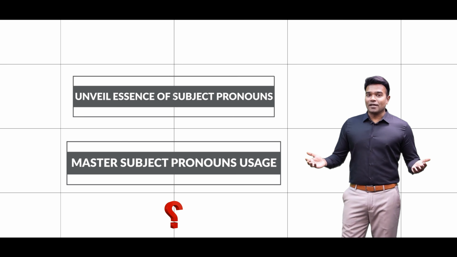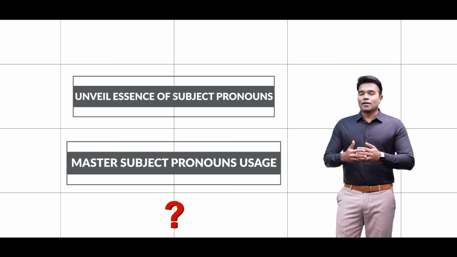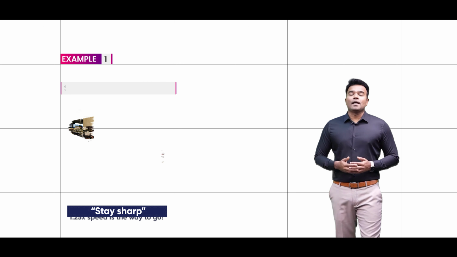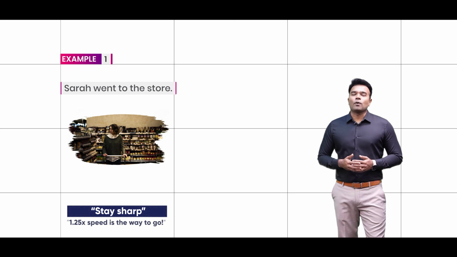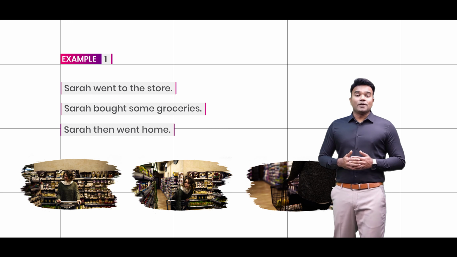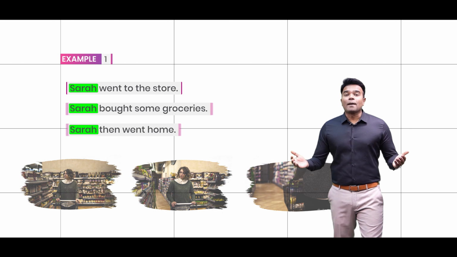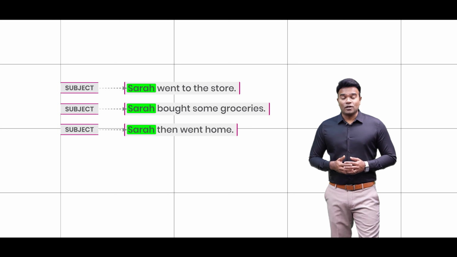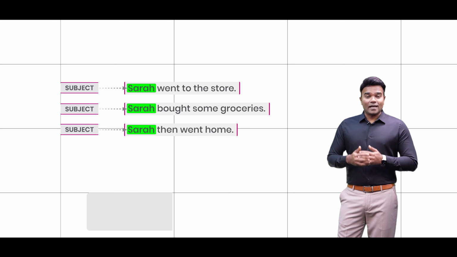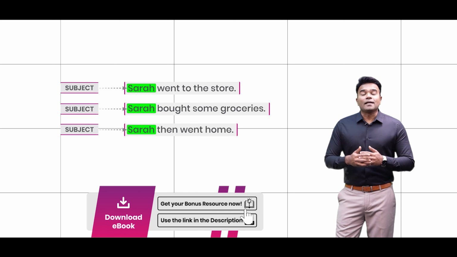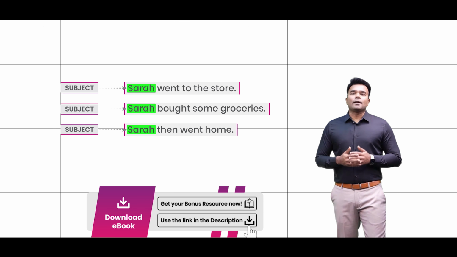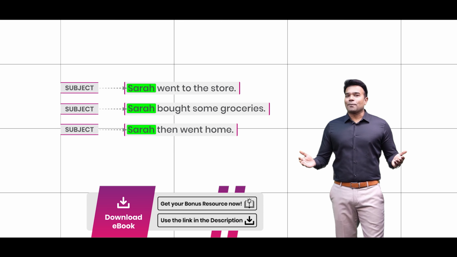Even before I dive deep and explain to you the concept of subject pronouns, have a look at these sentences. Sarah went to the store. Sarah bought some groceries. Sarah then went home. Well, in all of these sentences, I'm sure you are able to understand that Sarah happens to be the subject. After all, it is Sarah who is performing the action in all of these sentences, and hence, in all of the sentences, Sarah is the one who happens to be the subject of the sentence.